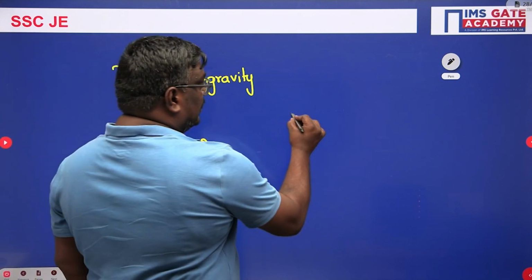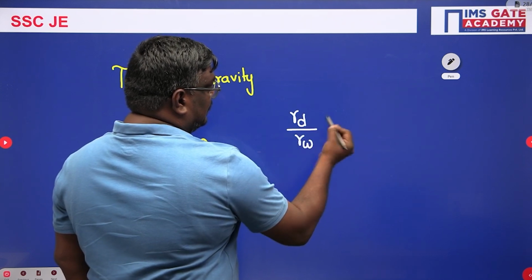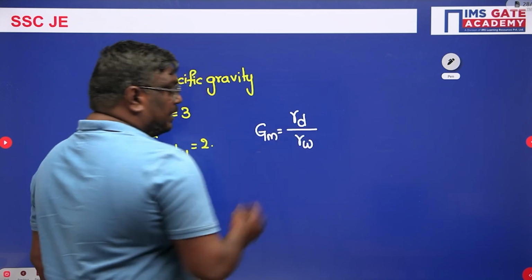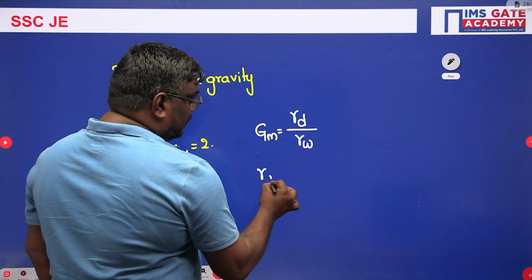Now my dear students, you know gamma D by gamma W is the mass specific gravity. This is the mass specific gravity in which state, sir? Dry state. But let me tell you, gamma D is equal to, what is the formula, sir?